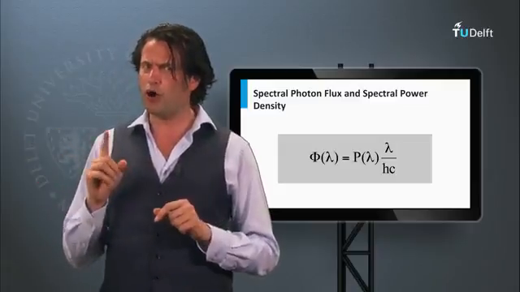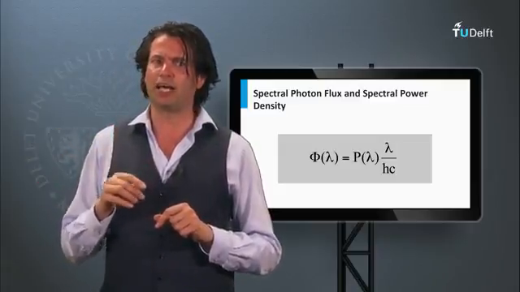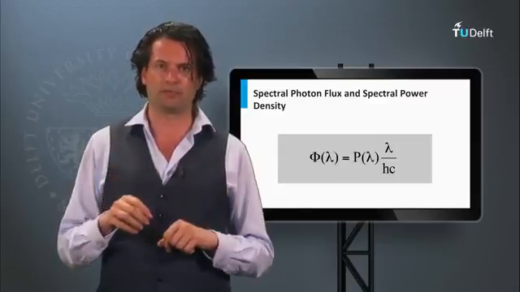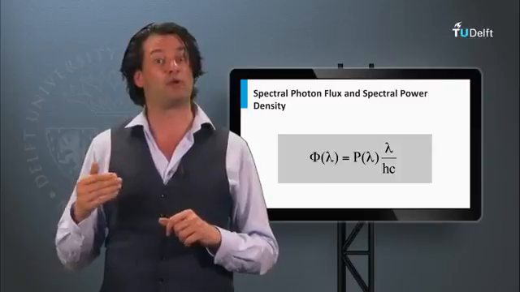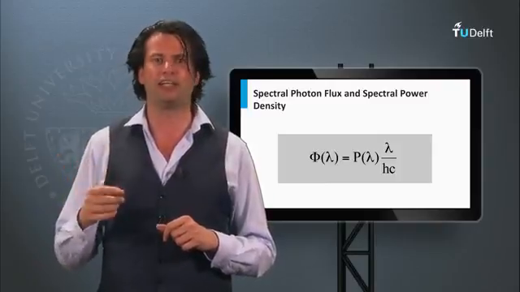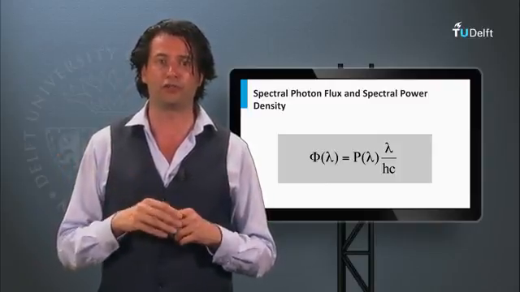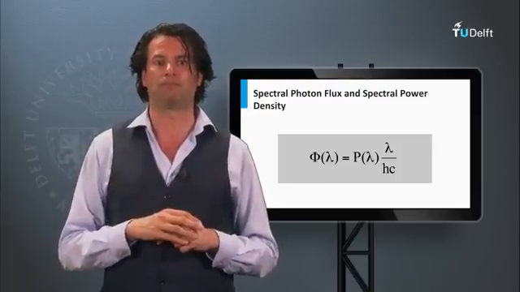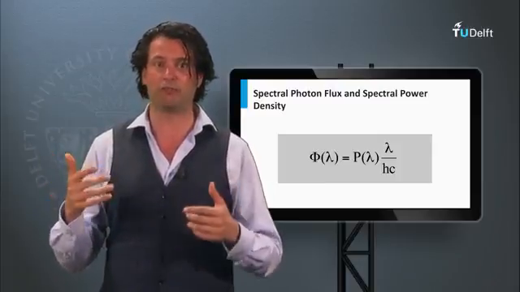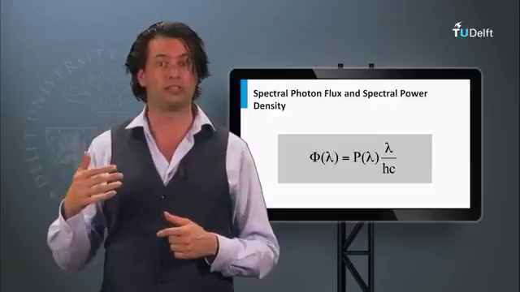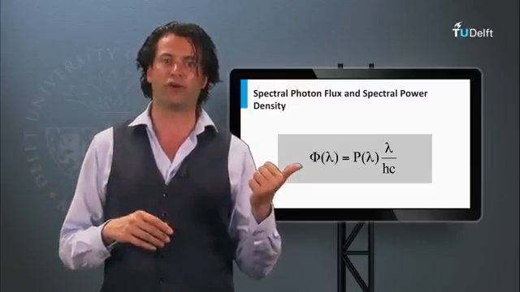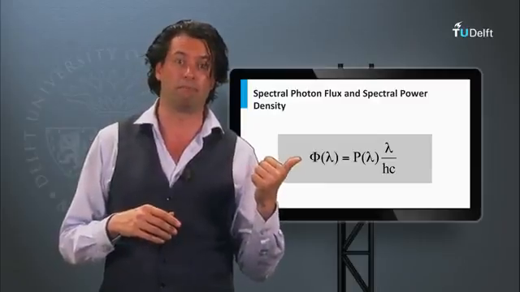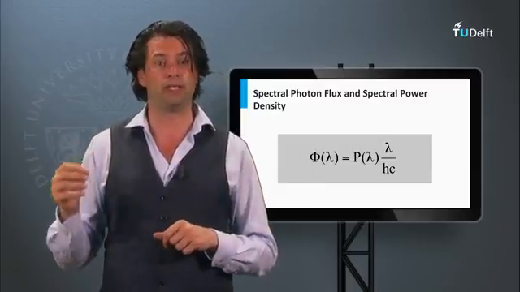For that, we only need the energy of a photon as shown in this equation. The spectral photon flux at wavelength lambda is the spectral power density at wavelength lambda divided by the energy of a photon with wavelength lambda. The photon energy is determined by the product of Planck's constant and the light velocity divided by the wavelength. This gives the following relation between P and phi.